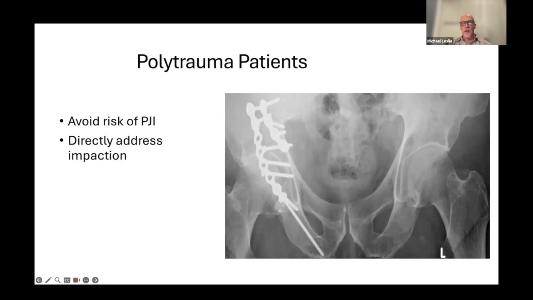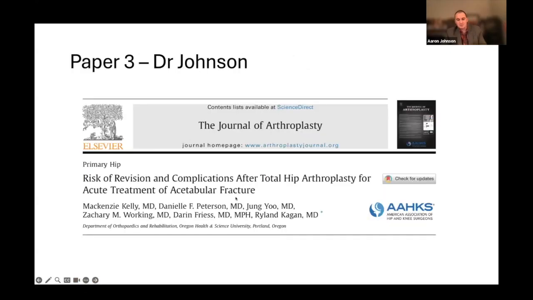All right, great. Why don't we keep moving here to the next paper? Moving on to the next paper, yep. So I think a lot of that discussion sort of blends nicely in with this paper. So this paper is in Journal of Arthroplasty. It is out of Oregon, and the title of it is The Risk of Revision and Complications After Total Hip Arthroplasty for Acute Acetabular Fractures.